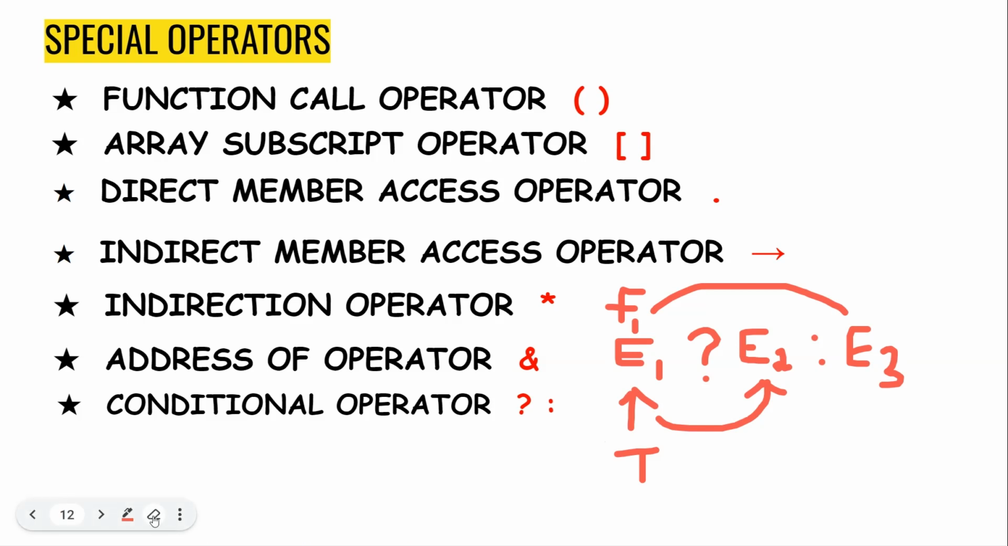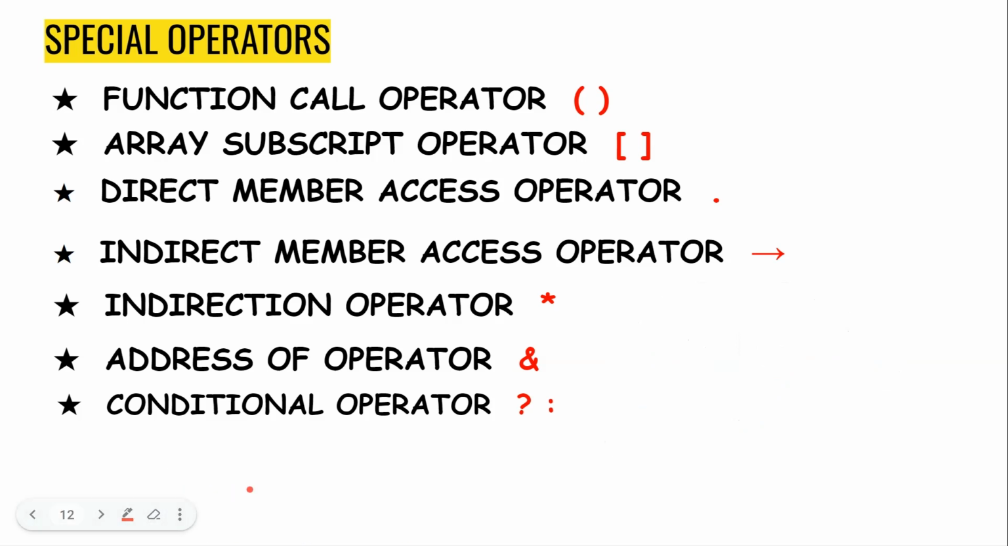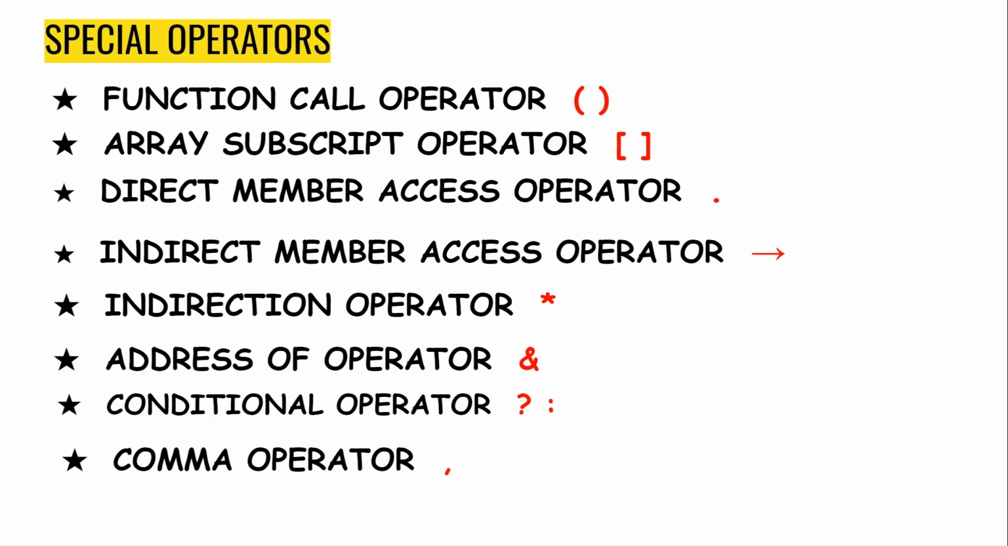Then we have the comma operator. It is used to join multiple expressions together. The comma operator does left to right evaluation. The result and type of the overall expression is the value and type of the rightmost sub-expression. Say for example, if you have value is equal to x is equal to 10, comma, y is equal to 5, comma, x plus y, then the value will evaluate to 15.